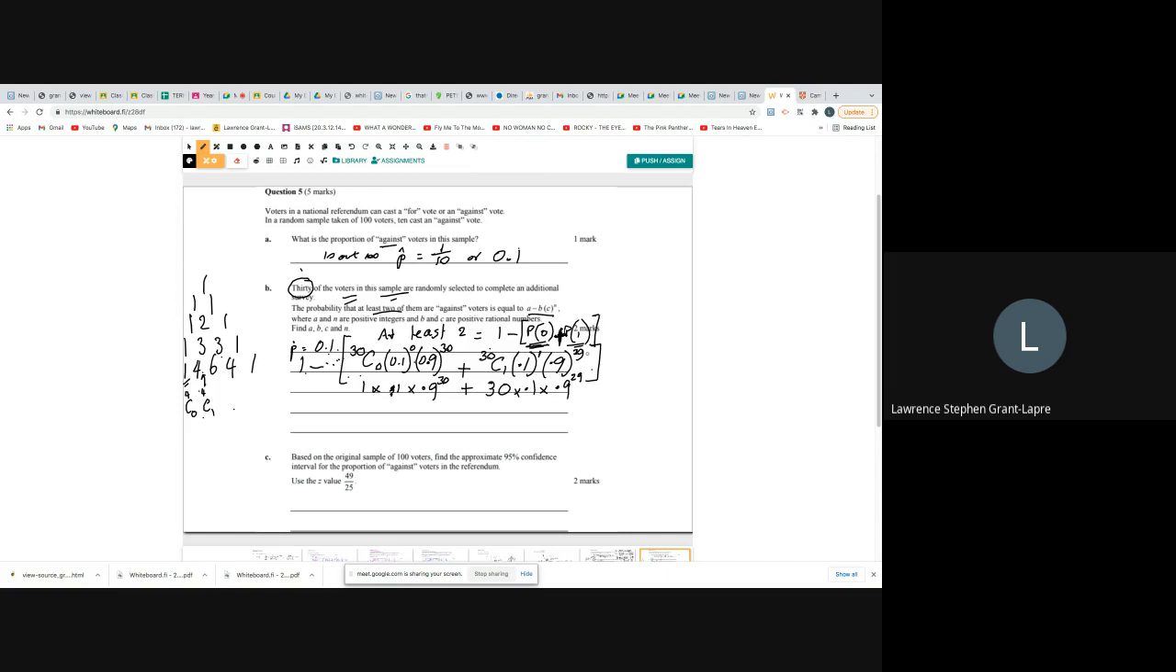Now we can't add these unless we've got the same powers. So if I multiply by 0.9 and divide by 0.9, I will get 0.9 to the power of 30 here, so we can add them. Here's 1 of 0.9 to the power of 30, and here's another: 30 times 0.1 is 3. 3 divided by 0.9 is the same as 3 times 10 over 9, so it's 30 over 9, so it's 10 over 3. So that's 10 over 3 of 0.9 to the power of 30.